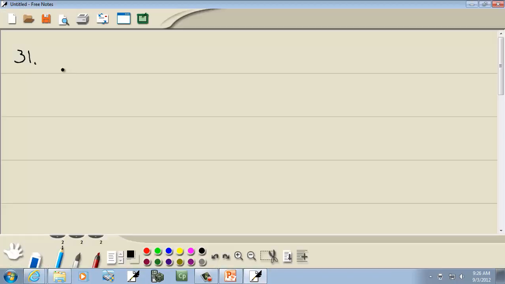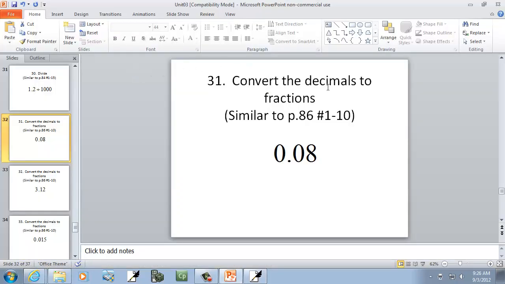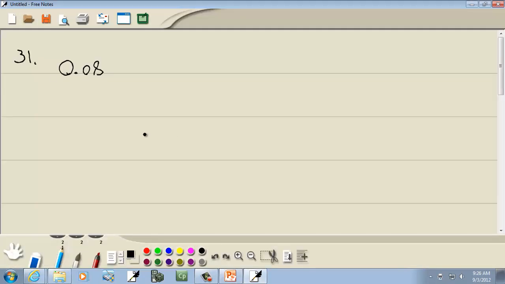Here we got 0.08. It says convert the decimals to fractions. Well, what helps with this, if you think about how you read this in words, this would be 8 hundredths because it ends in the hundredths place. Well, that's exactly how we're going to do it. We're going to take the number here, dropping off leading zeros, and we'll put it over the ending place. Ends in the hundredths, so we'll put it over 100.